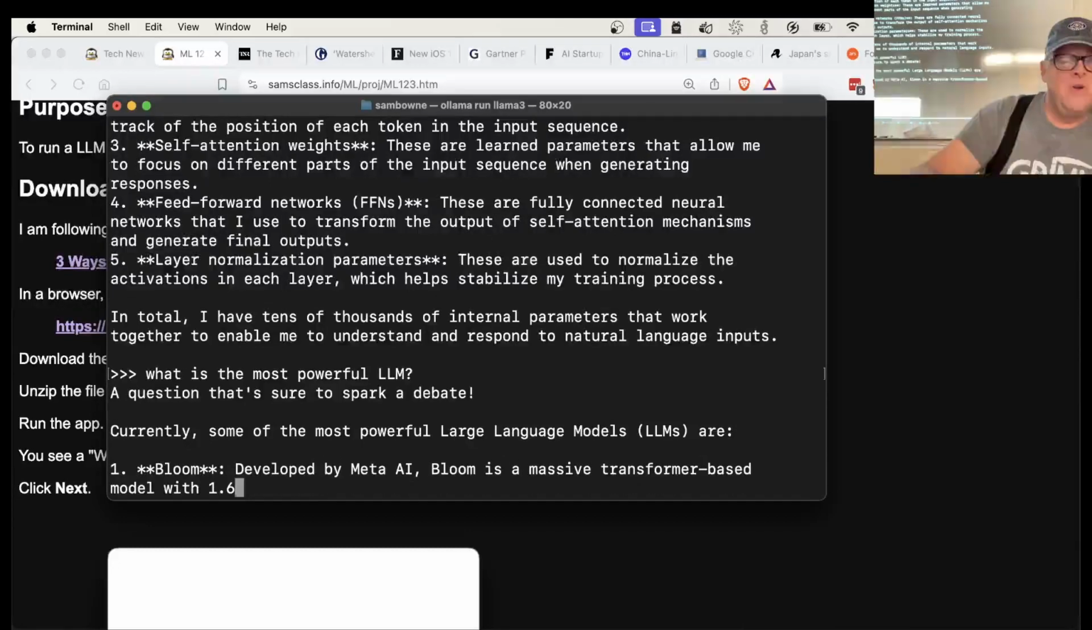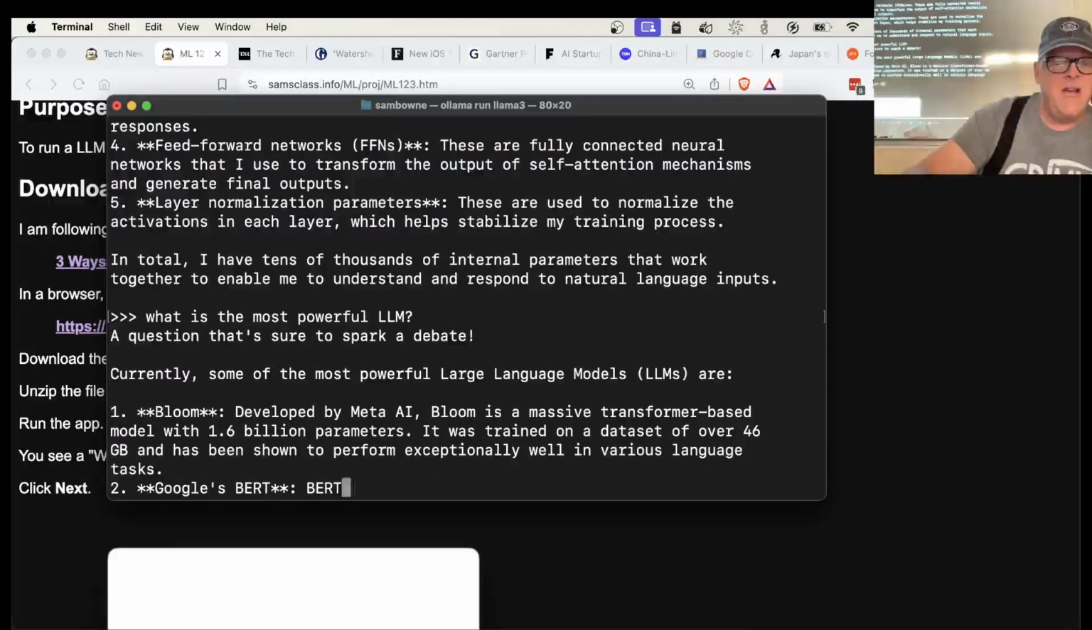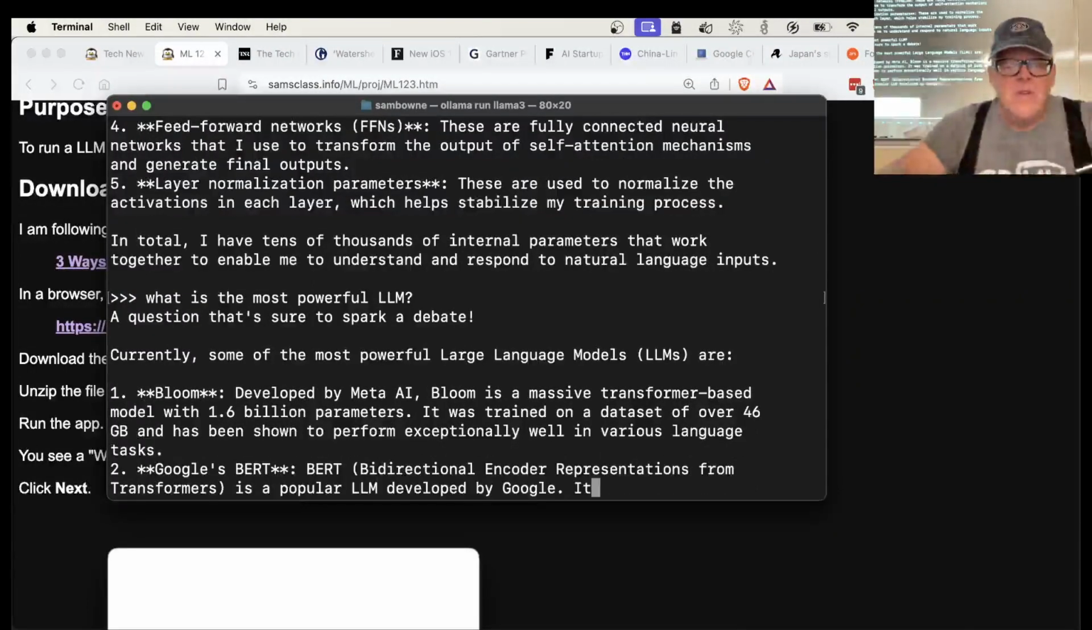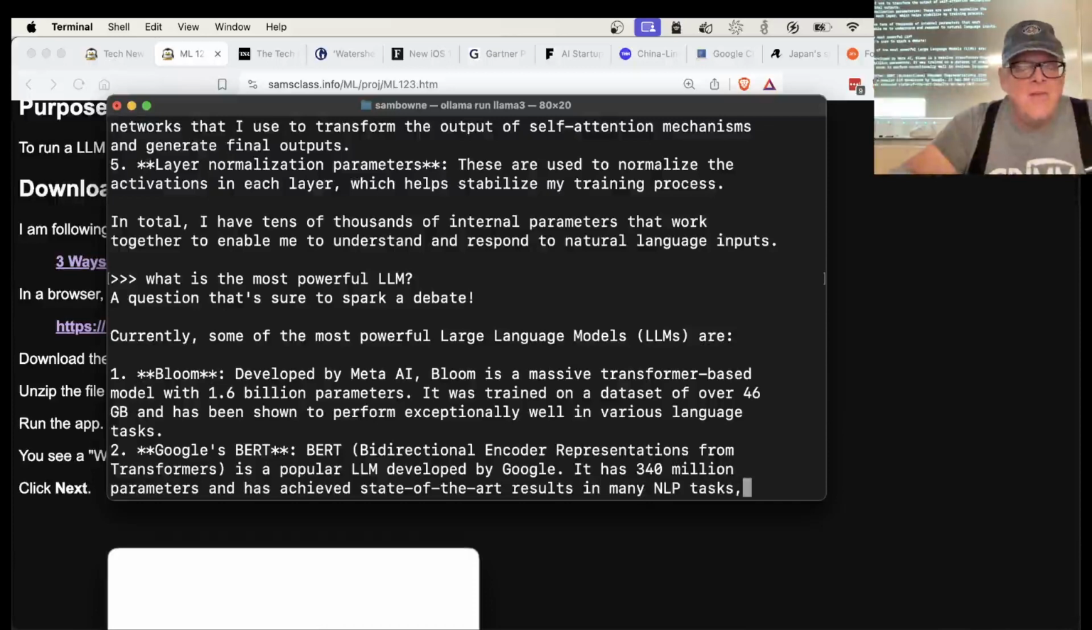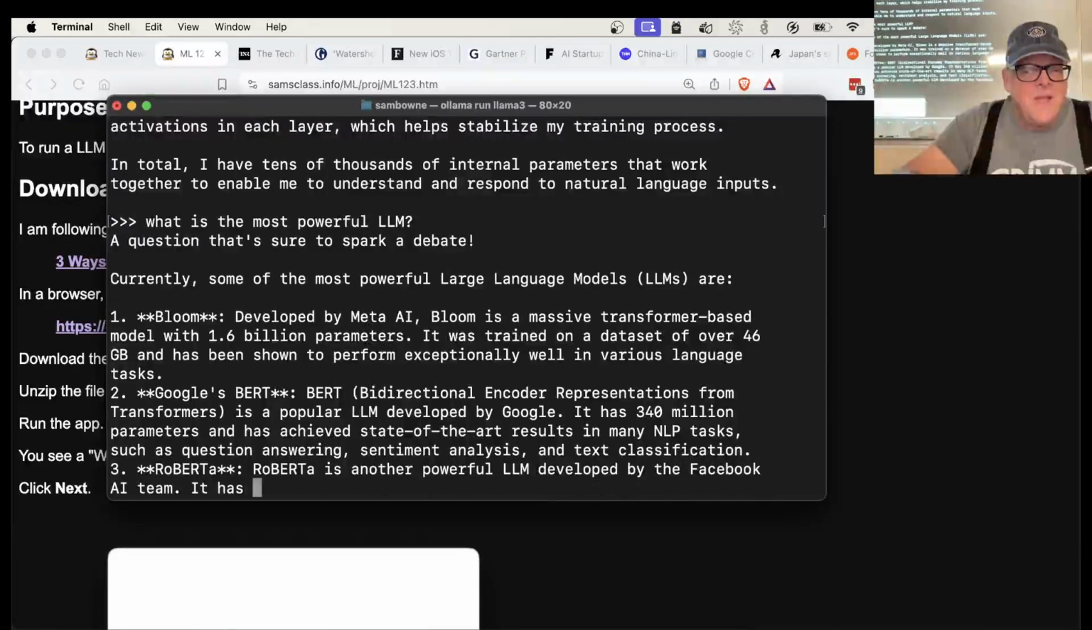But there you go, Bloom, oh my goodness. Bloom was 1.6 billion, yeah. BERT, these are really old. I think all this data is from like 2021 is why. It may not even know about itself. That would be kind of interesting.